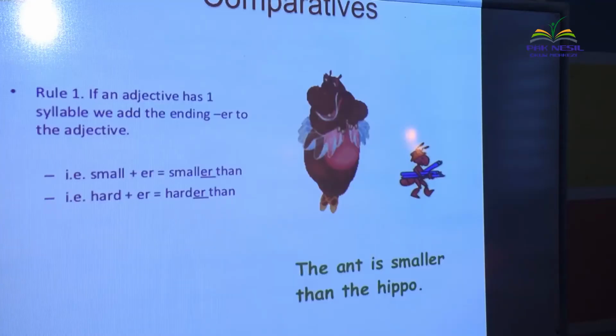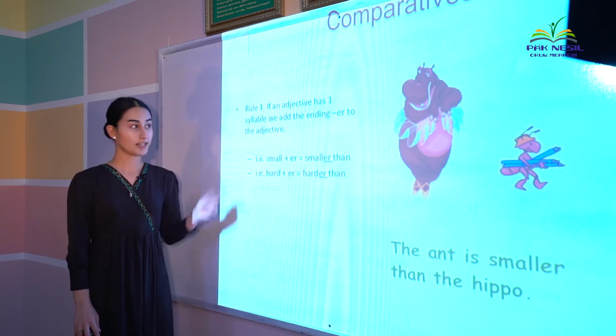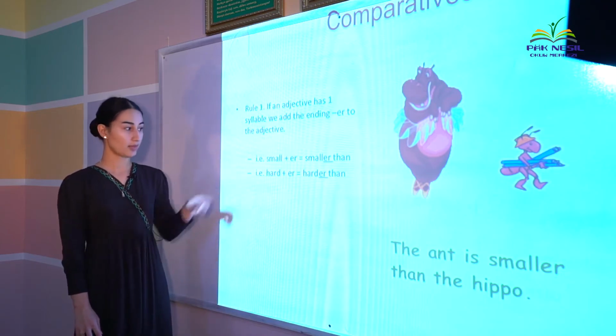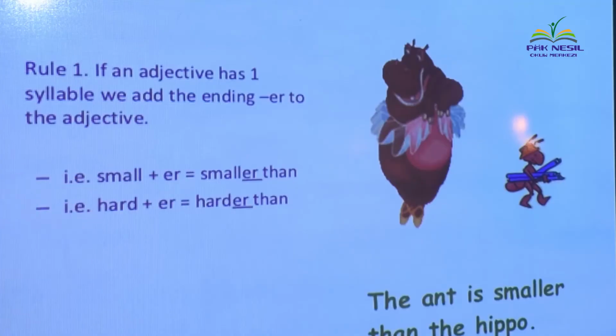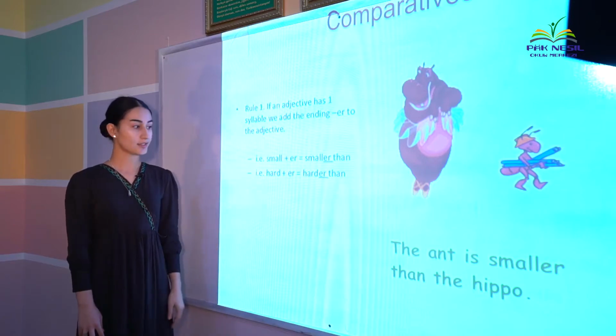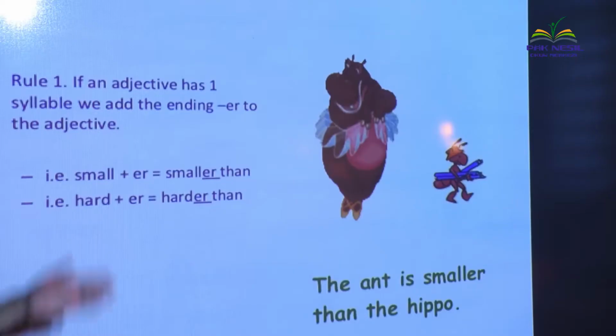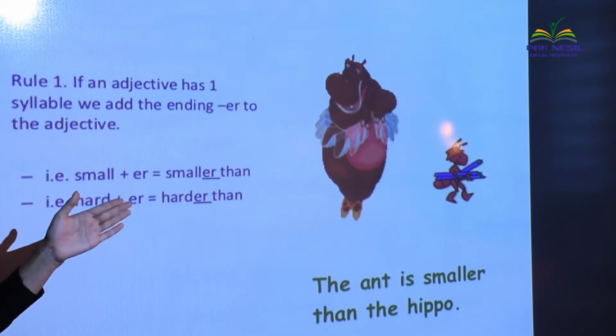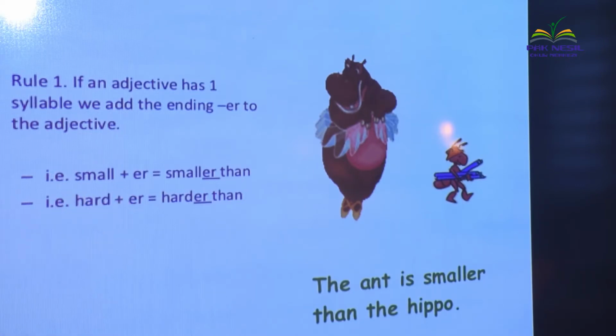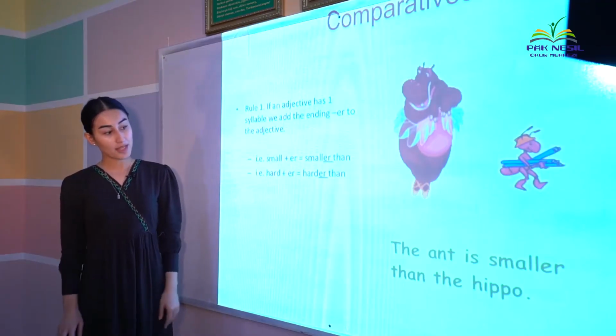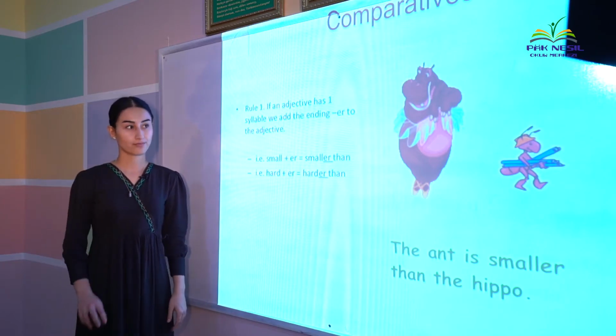So if we have an adjective and it has just one syllable, then we have to add er at the end of this adjective. For example, small and hard. So we have to add e and r after the adjective. For example, small, smaller, and hard, harder. So look at the pictures. We have a hippo and ant. Here we have to compare two animals. Firstly, the ant, for example, is smaller than the hippo.